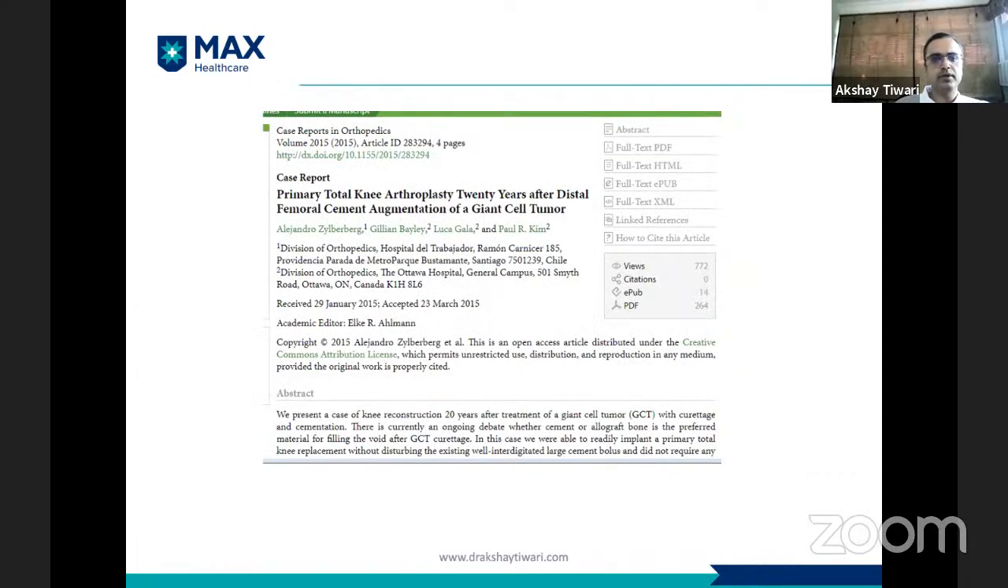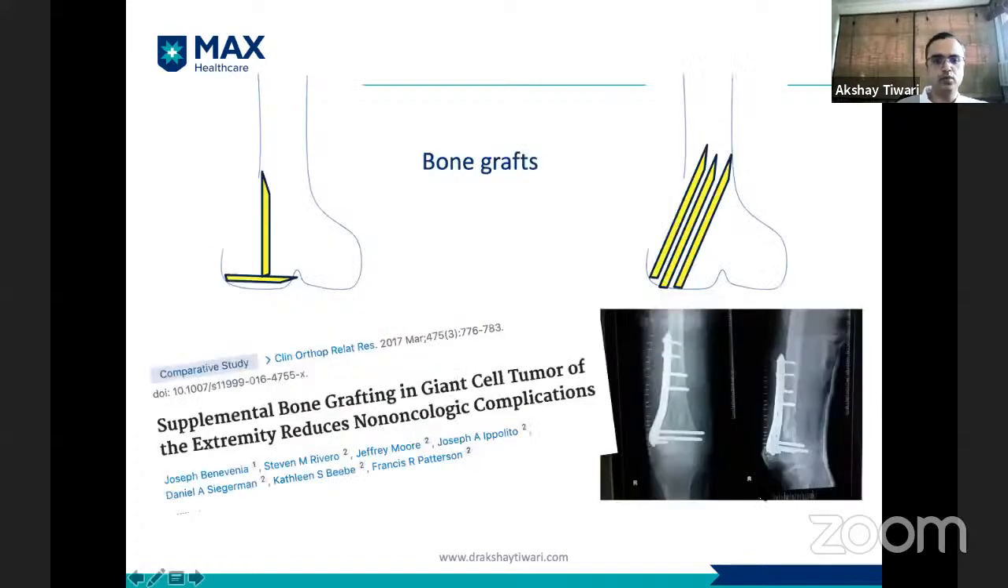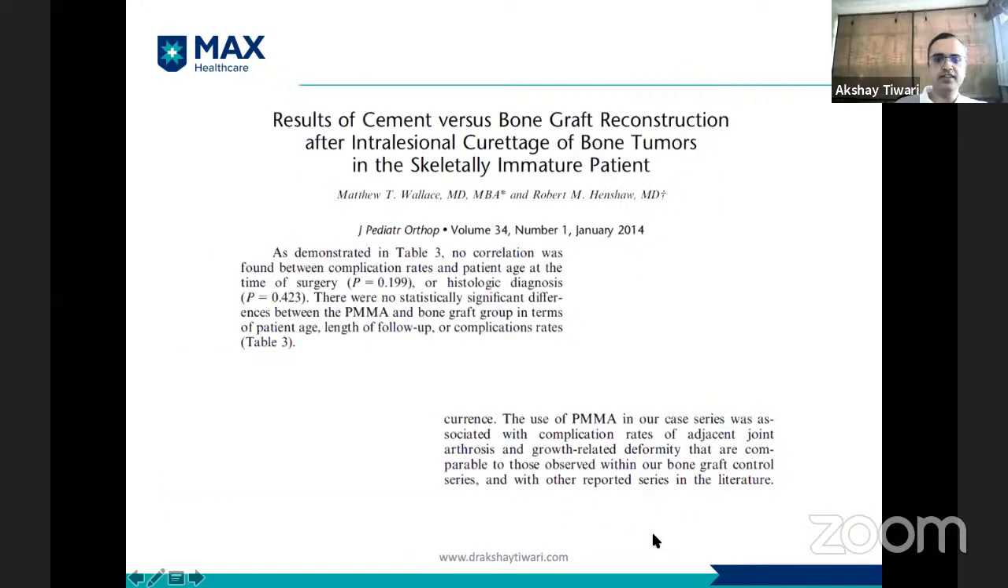Again, the ease of doing a primary total knee arthroplasty after cementing has been a concern, but that also has been disproved by workers. But at the same time, bone grafts will continue to have their own proponents. It's biological, it can remodel, get incorporated very easily. And this study as late as 2017 shows that supplemental bone grafting will actually reduce the non-oncological complications. This needs to be kept in mind while discussing the options with the patient.